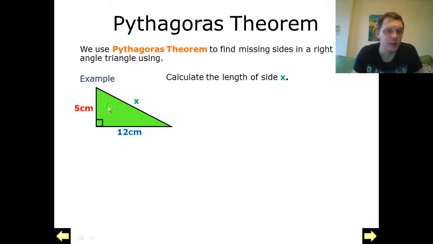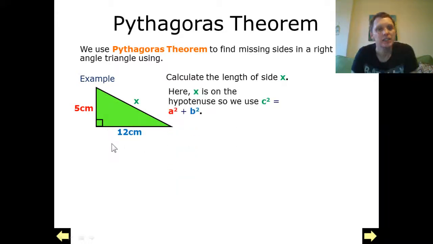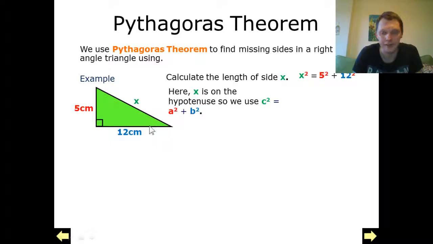So here I've got a right angle triangle, and I've been asked to calculate x with one side of 5 centimeters, one side of 12 centimeters. So my hypotenuse is always C. So what I'm looking to do is C squared equals A squared plus B squared, and I've color coded this to try and help follow where numbers are going. So my x squared is going to equal 5 squared plus 12 squared. So that gives me x squared equaling 25 plus 144. So x squared equals 169 once we add these two together.